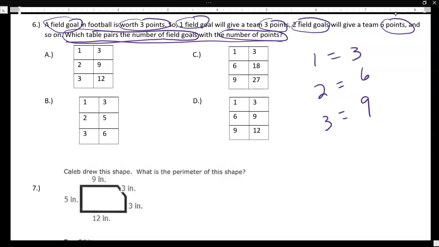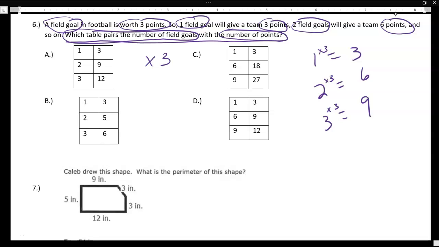So we have to find out how to get from 1 to 3. 1 times 3 is 3. 2 times 3 is, and 3 times 3 is. So our rule is times 3.